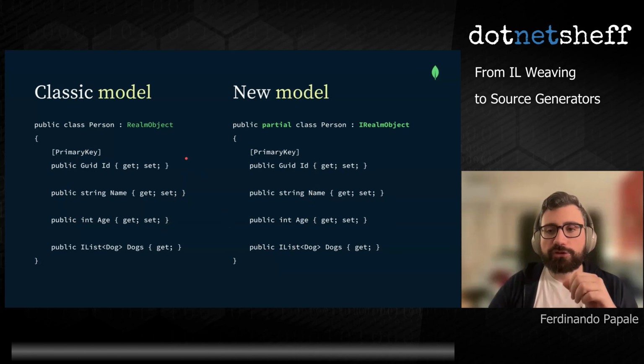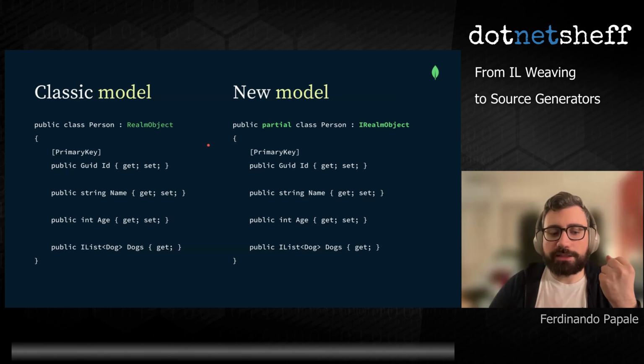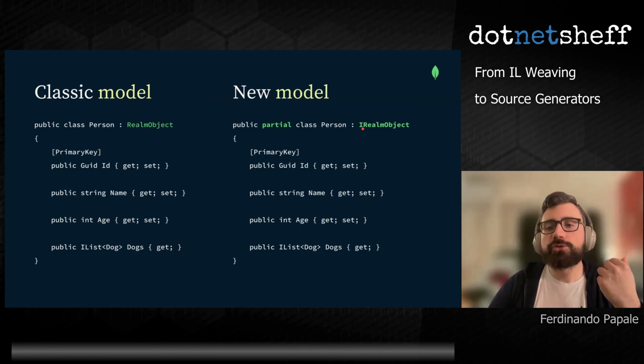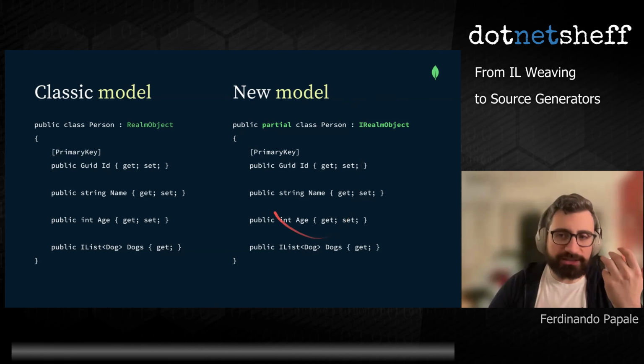One thing, maybe two things to remember about this: first of all, this works 100% the same way as before, so for developers it's the same kind of experience. And also, moving from the old approach to the new approach is quite easy, because you just need to add the partial keyword and modify your base class to use this interface. But it's quite easy, I would say.